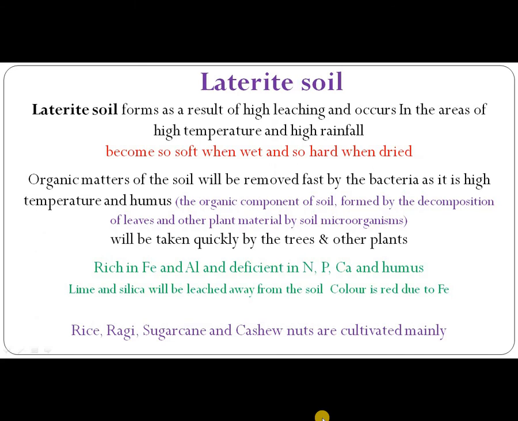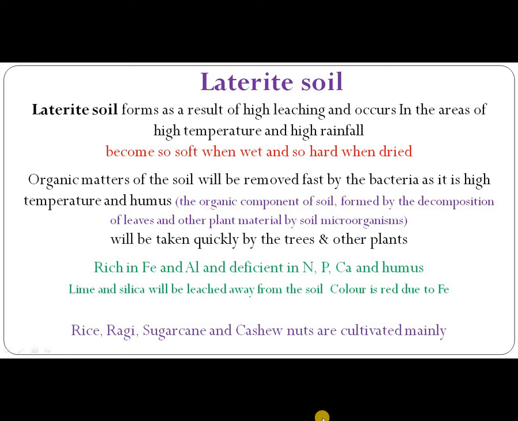Laterite soil. Laterite soil forms as a result of leaching, and this soil occurs in the areas of high temperature and high rainfall. So wherever the temperature is high and rainfall is high, high leaching takes place where the soil is formed. This soil becomes soft when it is wet and hard when it is dry.